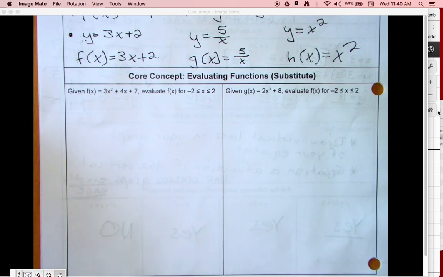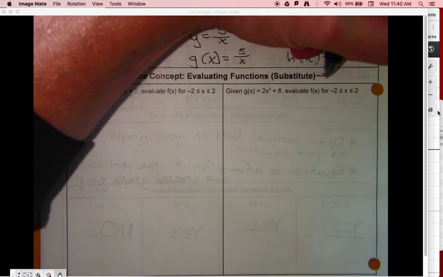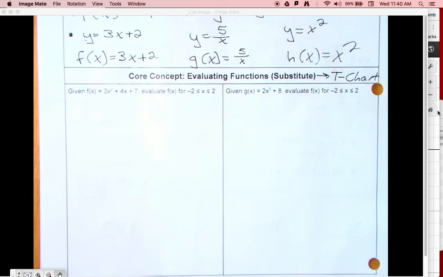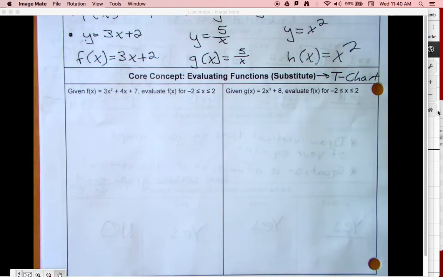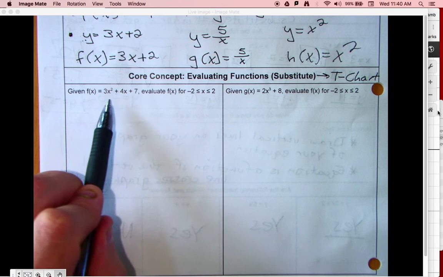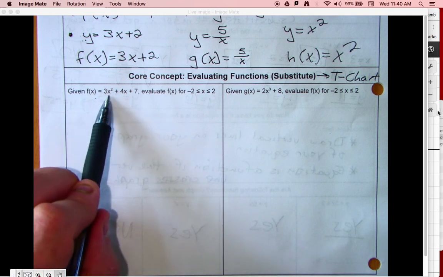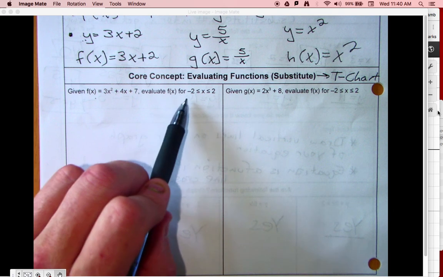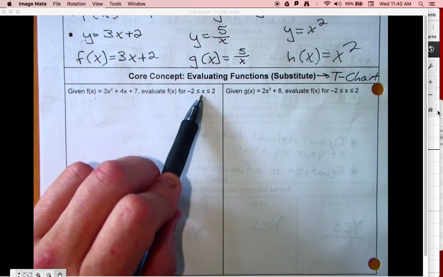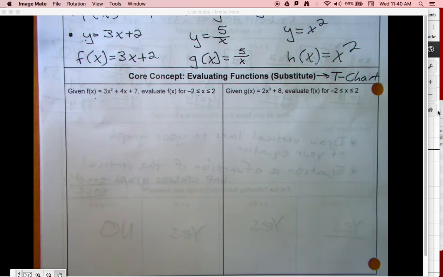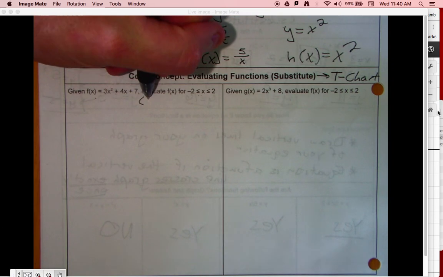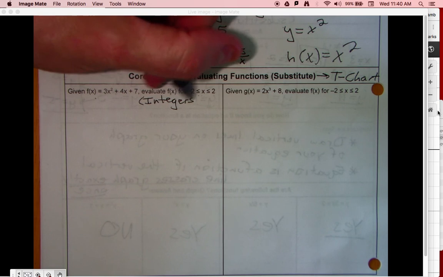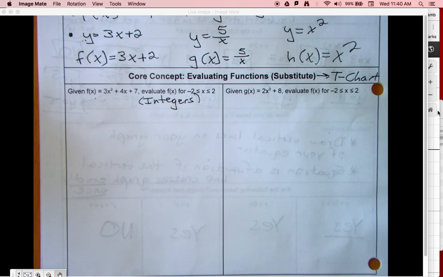Think about how you substitute things, how you evaluate things. Okay? And we're going to use the famous old t-chart. So, how do we evaluate this function? Given f of x equals 3x squared plus 4x plus 7, evaluate f of x for negative 2 less than or equal to x all the way up to positive 2. One thing I should have put in here is we're just going to evaluate for all the integers.